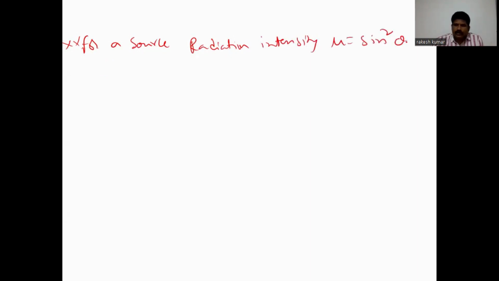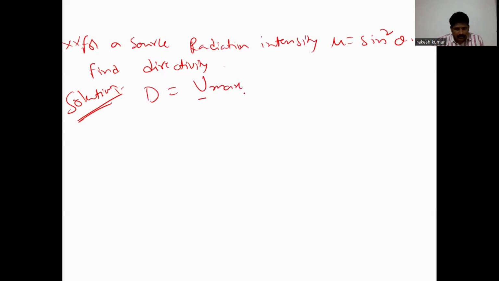For a source of radiation intensity equal to sin square theta, find the directivity. Okay, so this is the question. What is the thing you want to calculate? You want to calculate the directivity. You know the relation: directivity is equal to U max by U average. So this is the formula for directivity in terms of radiation intensity.